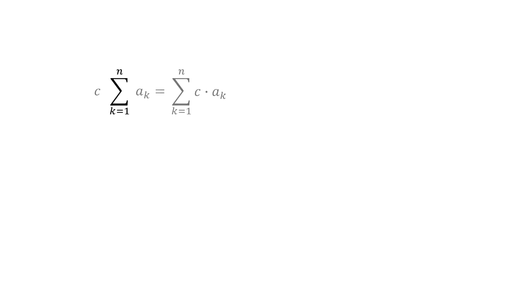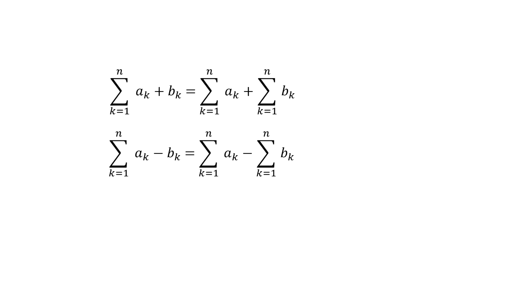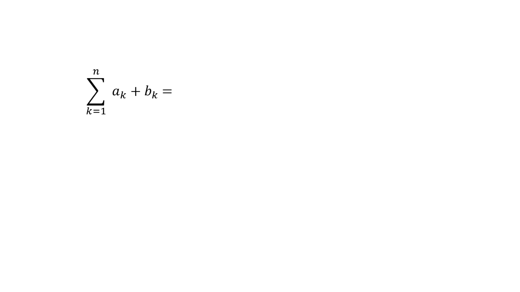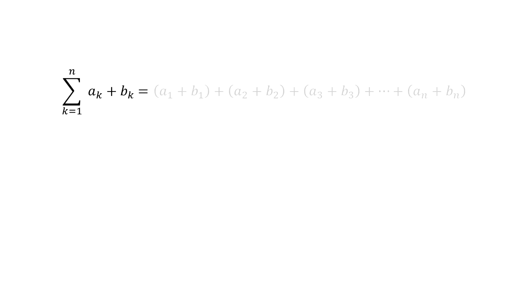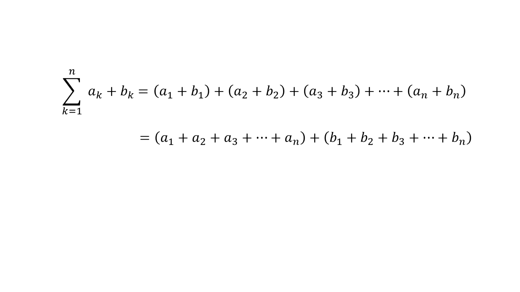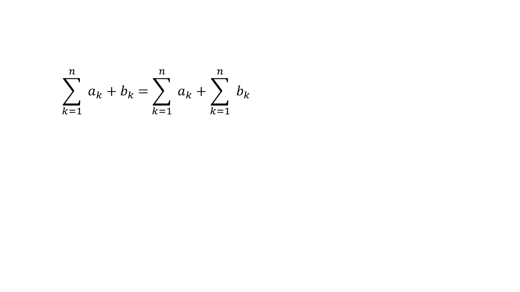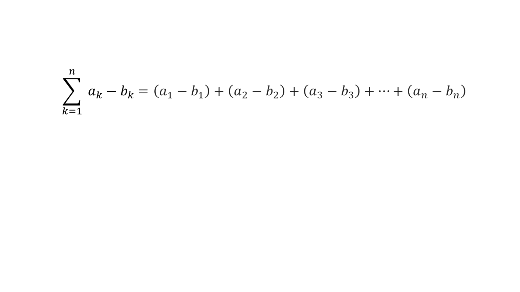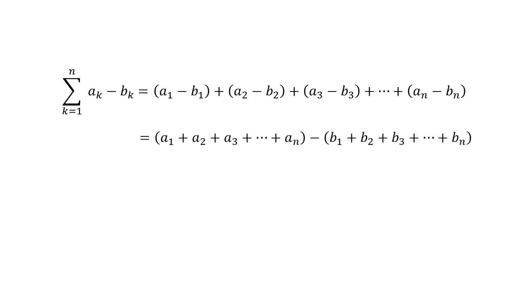Two more important rules are the addition and subtraction of series. Let's start by the addition. And let's represent this series by the sum of these additions. Apply the properties of associativity and commutativity. And we get these series separated. Make the same to the subtraction. What happens here is we regroup the positive and negative terms, which is the same as separating the two series of terms.